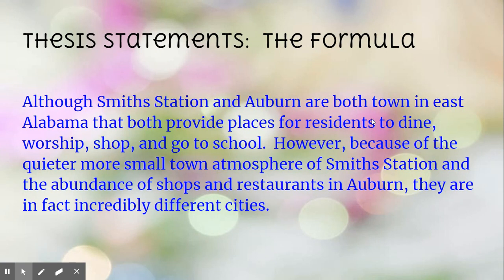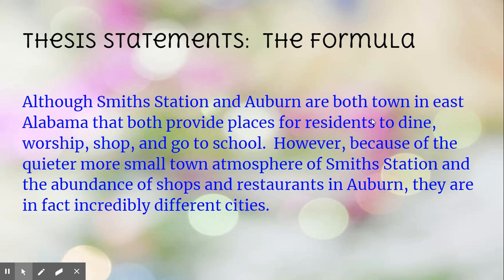And I came up with this. First of all, I'm going to have my X, my counterpoints, ways that they're similar. Although Smith Station and Auburn are both towns in East Alabama that both provide places for residents to dine, worship, shop and go to school. So there's my X. Here's this: however, because of the more quiet, small town atmosphere of Smith Station and the abundance of shops and restaurants in Auburn, they are in fact incredibly different cities. So here are ways that they are similar, but because of this and because of this, they are in fact different. So that is X, however A and B, therefore Y. That's how you can do that.